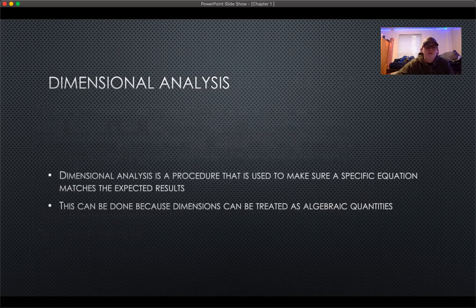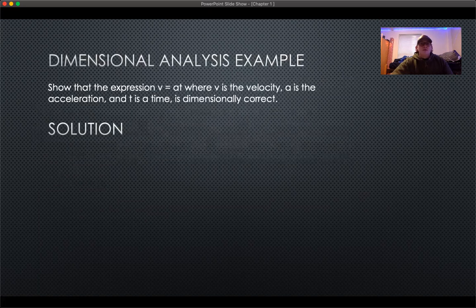Within physics, we have a tool called dimensional analysis, and this is used to make sure that a specific equation matches the expected results. This can be done because dimensions can be treated as algebraic quantities. So let's go through a dimensional analysis example.